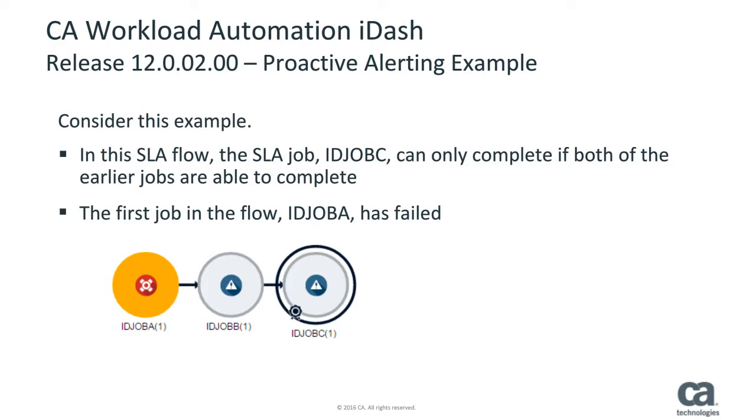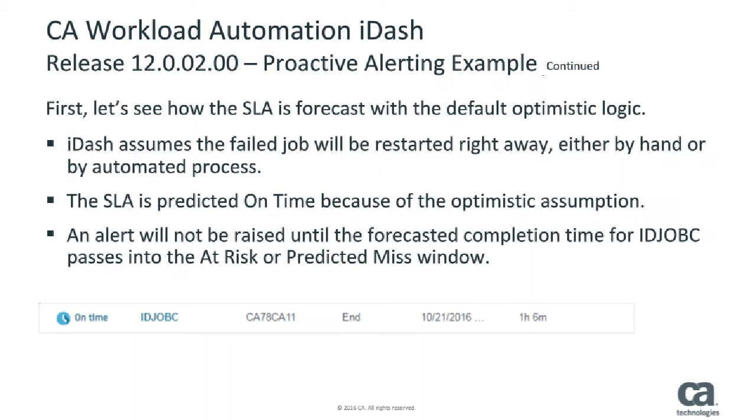Let's take a look at a quick example. In this SLA flow, the SLA job, ID job C, can only complete if both of the earlier jobs are able to complete. The first job in the flow, ID job A, has failed. First, let's see how the SLA is forecast with the default optimistic logic. iDash assumes the failed job will be restarted right away, either by hand or by automated process. The SLA is predicted on time because of the optimistic assumption.